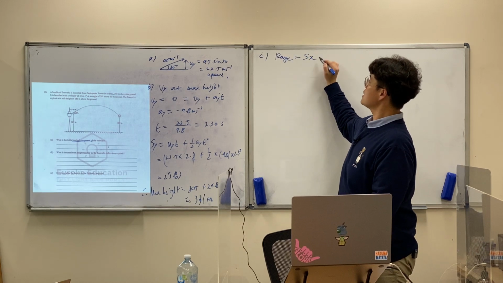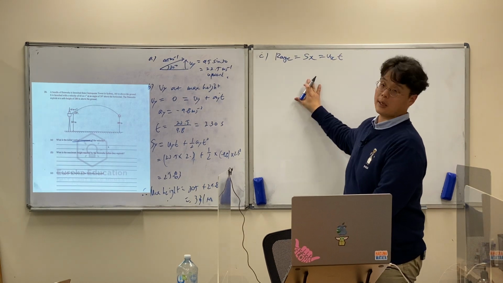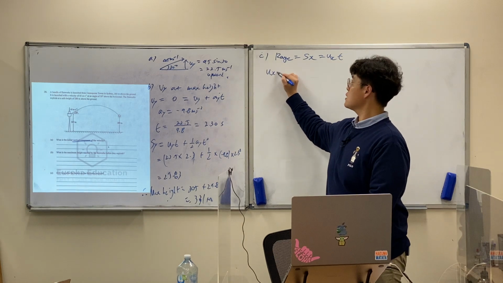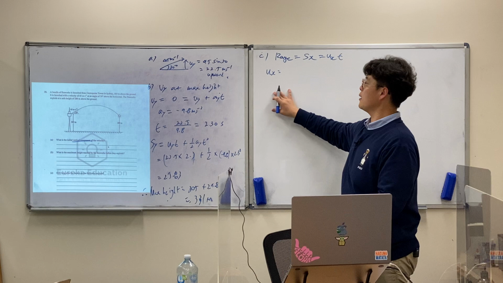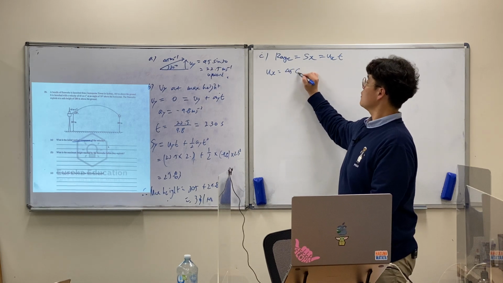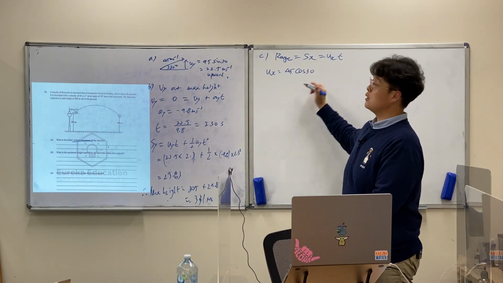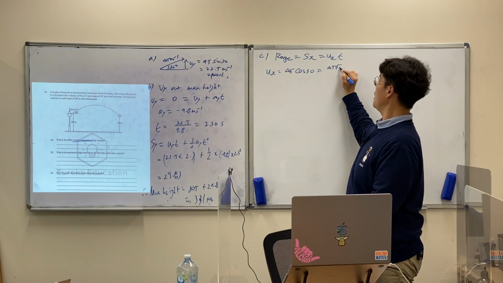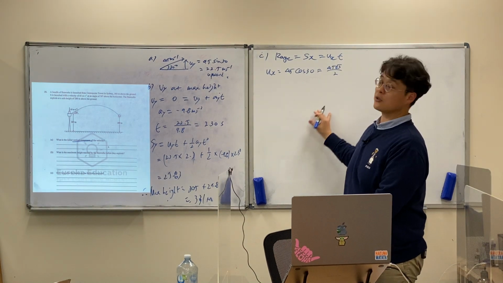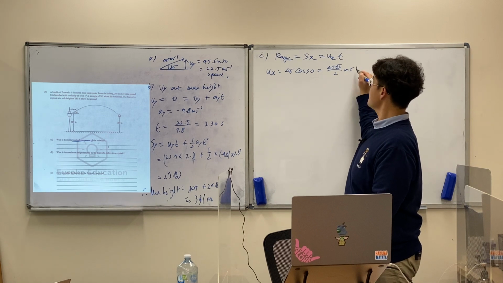Sx equals ux t, where ux is the given condition here. If you found it from question A, that would be fine too. It doesn't really matter. It equals 45 cos 30. You can use the exact value if you like, 45 root 3 on 2 meters per second.